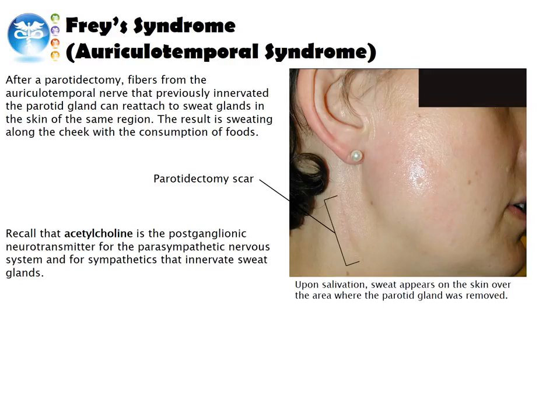This actually makes perfect sense. As you might recall, acetylcholine is the neurotransmitter used by postganglionic parasympathetic fibers. In other words, acetylcholine is a neurotransmitter used by the auriculotemporal nerve to stimulate salivation in the parotid gland. However, acetylcholine is also the neurotransmitter used by the sympathetic nervous system to stimulate sweat glands. So instead of the released acetylcholine stimulating salivation, it is now stimulating sweat in the area where the parotid gland once was.